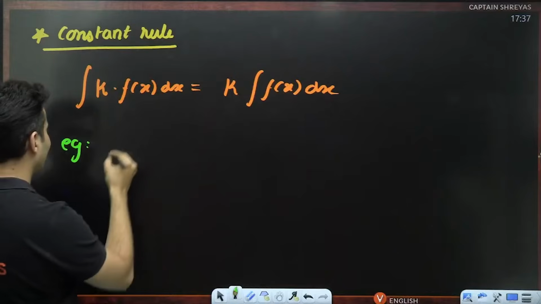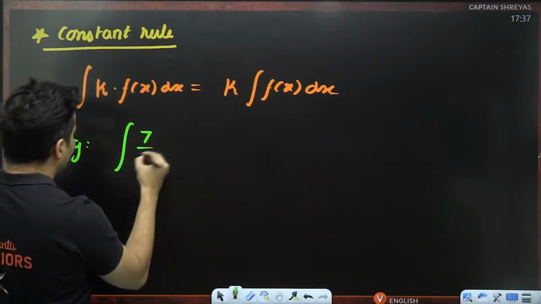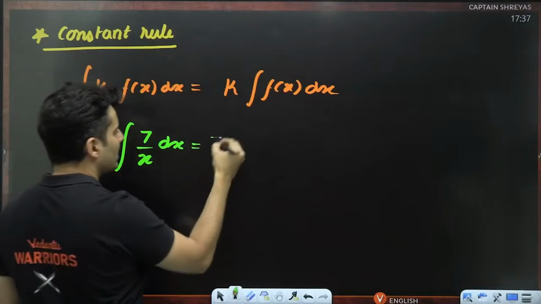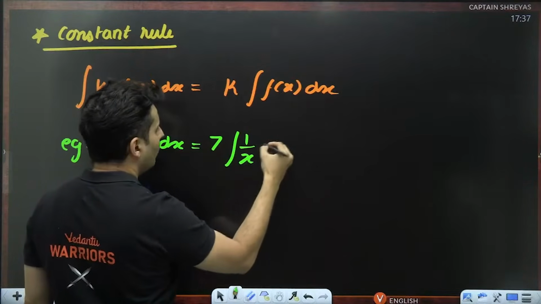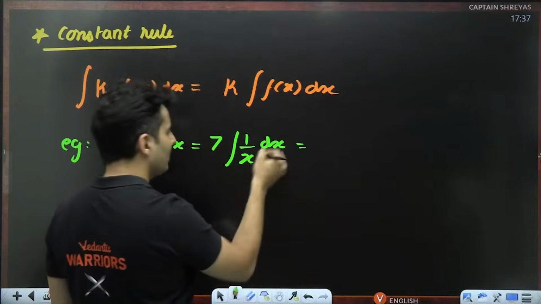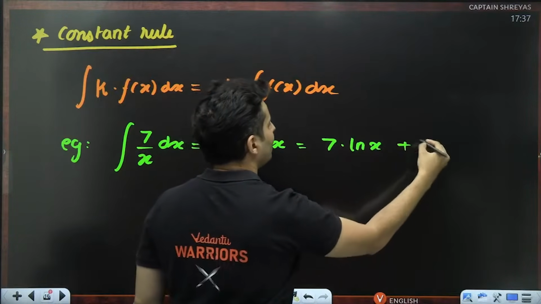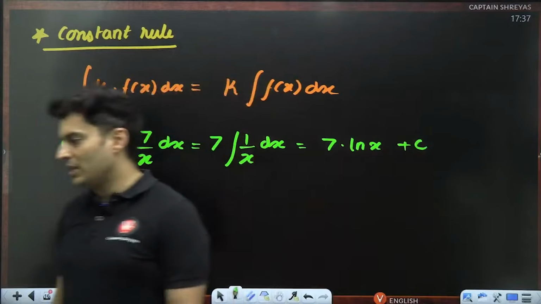So let's take an example for this. Integration of 7 by x dx. That 7 is a constant. Bring it outside. So it will become 7 into 1 by x dx as integration. 1 by x as integration, I already know. It is nothing but log of x, and then just put plus c.